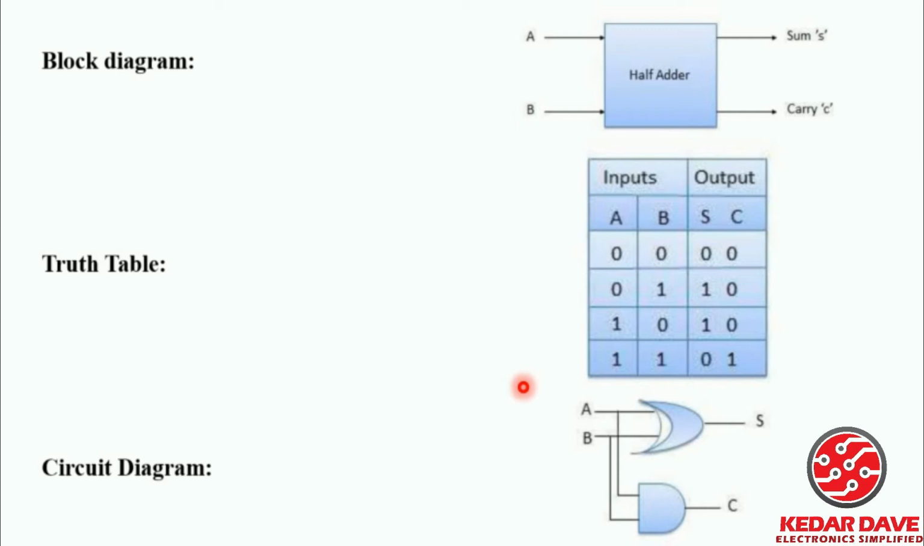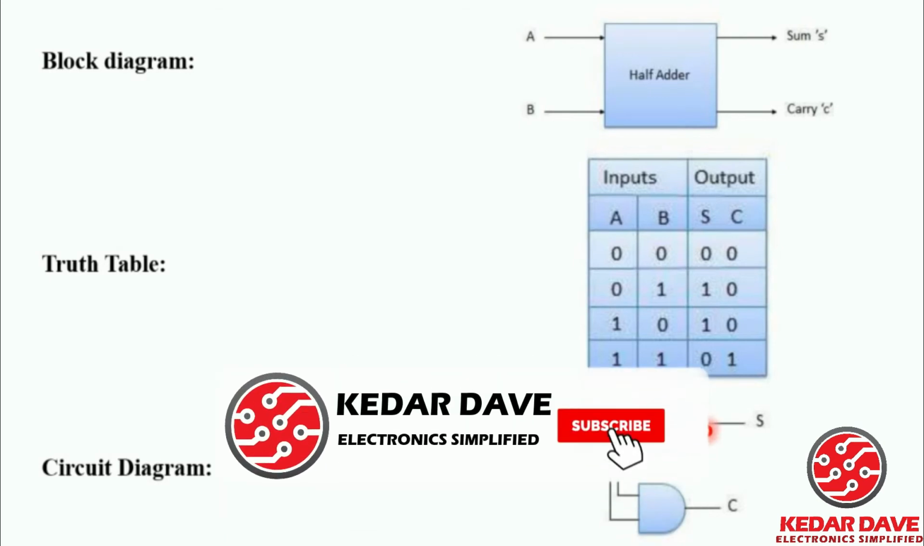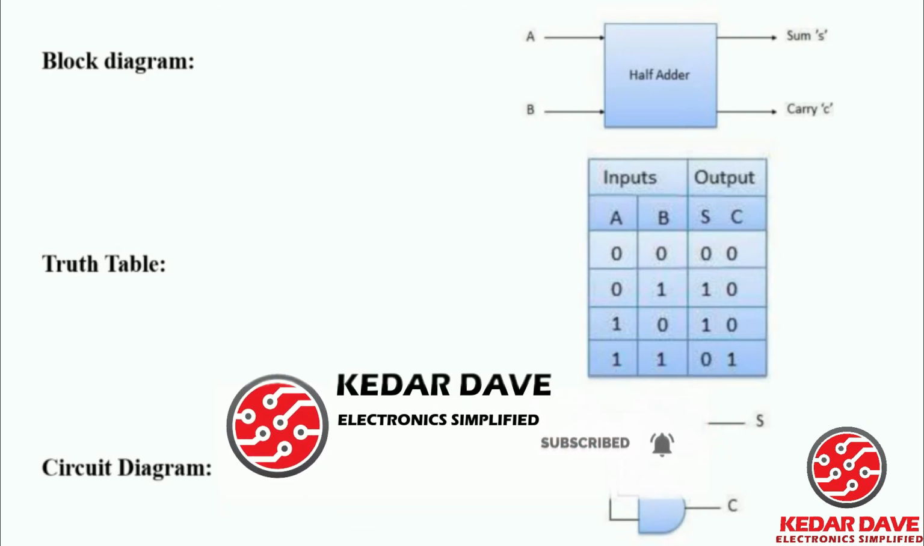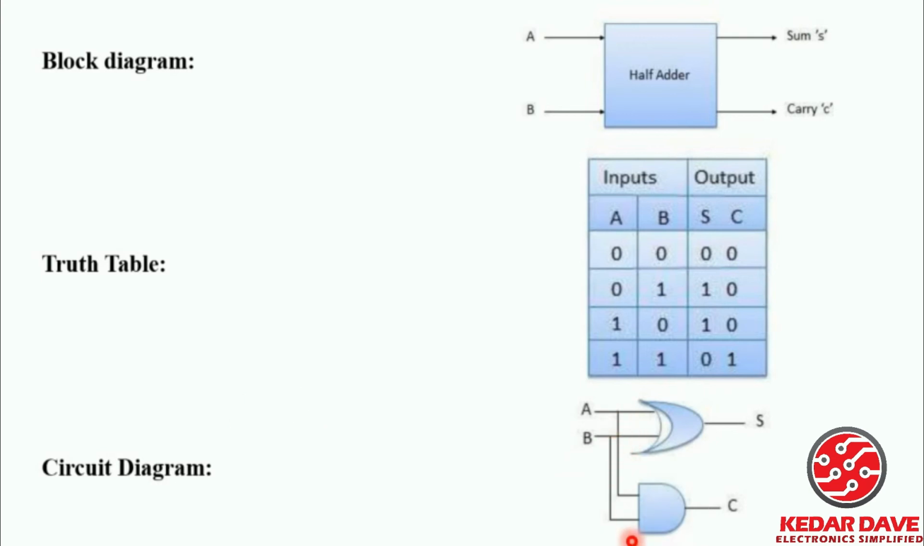See, this is adding only the half bits, not adding the carries. That's why it is called the half adder. This way the half adder can be justified. Here you can see the circuit diagram of the half adder. Two inputs are given to the OR gate, and the outputs from this A and B will generate a carry at the condition of this AND gate. So this way it can be represented.